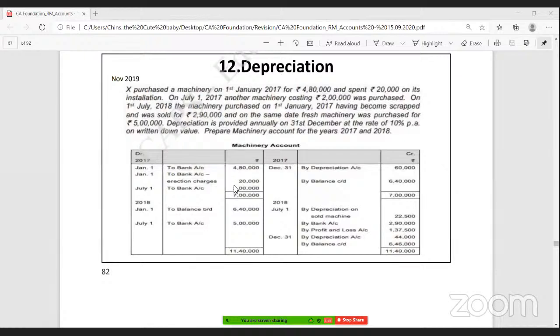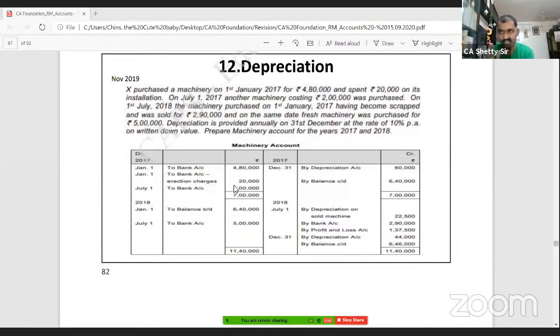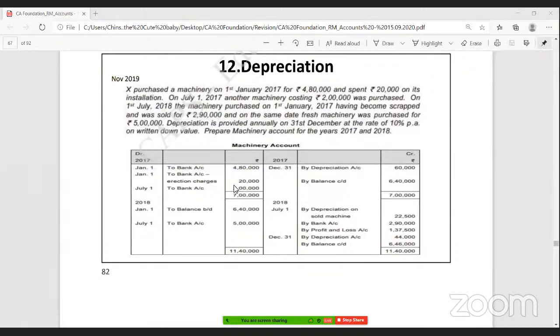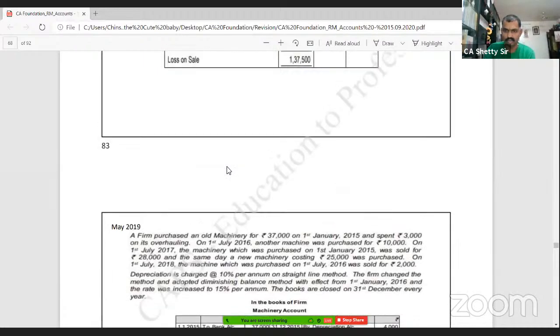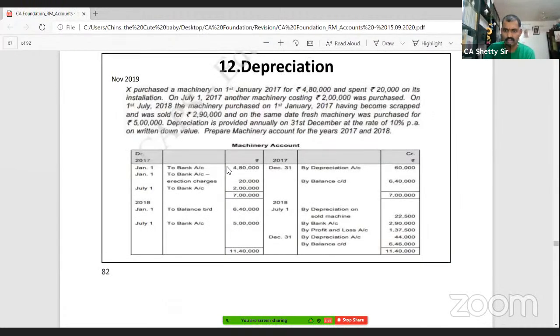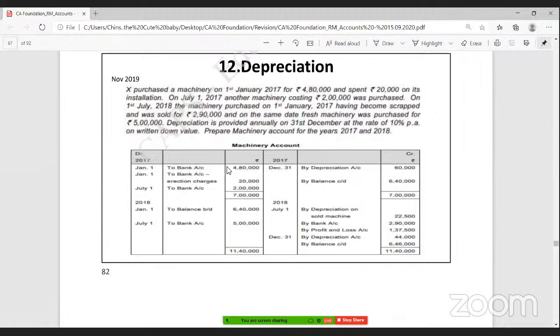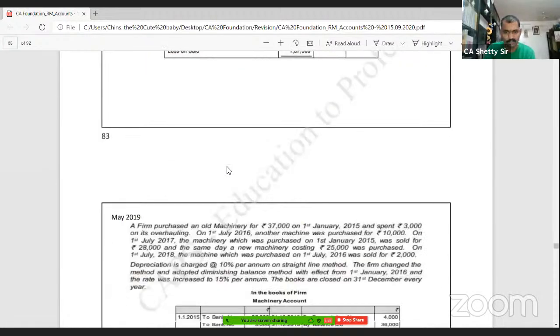See this problem, I'm not worried about this problem. The problem is easy, but I looked from a different angle, so I wanted you to learn from a different angle. Samajh mein aa raha hai? Yes, sir. Enjoy it. Redo this problem. All of you redo this question with the same explanation I gave. Loss on sale was 1,37,500, na? Yes, sir. Theek hai.